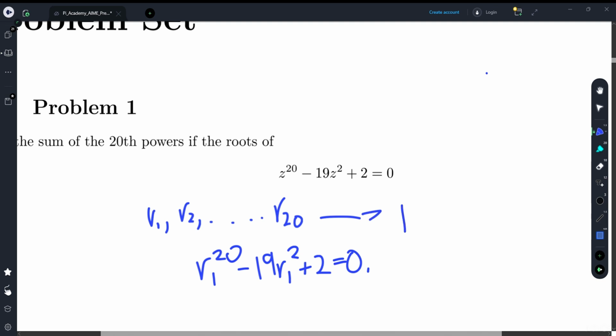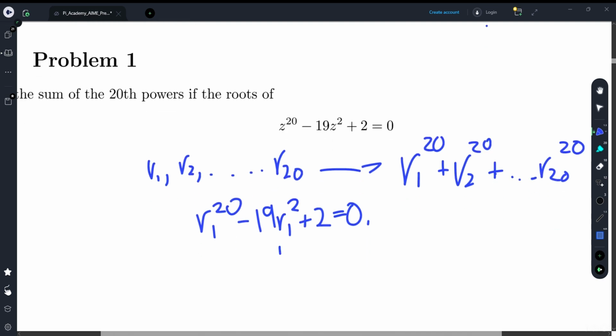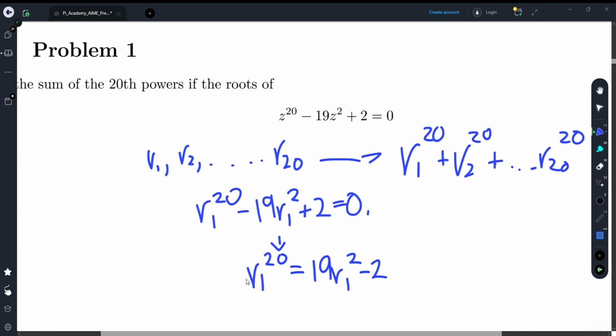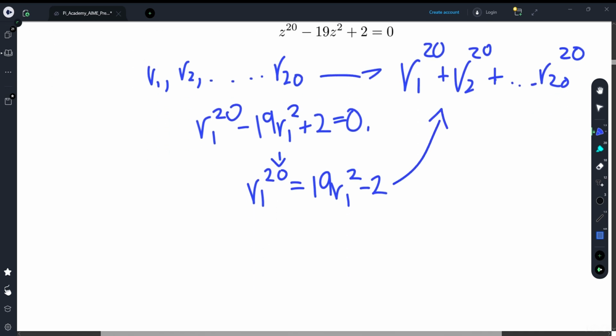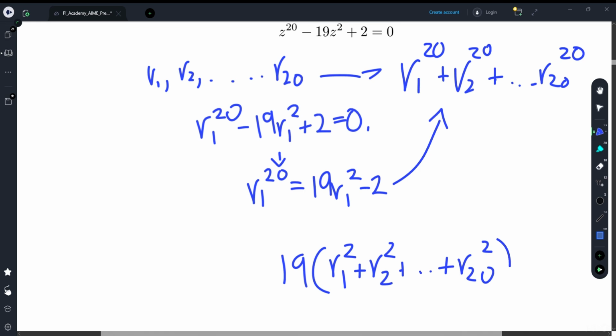And we want to find r1 to the 20th plus r2 to the 20th plus to r20 to the 20th. And using this equation, we see that r1 to the 20th is equal to 19 r1 squared minus 2. Plugging this in for all of them, we get 19 times r1 squared plus r2 squared plus to r20 squared minus 40.